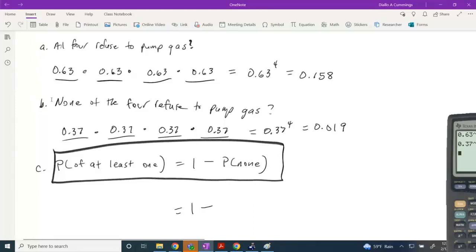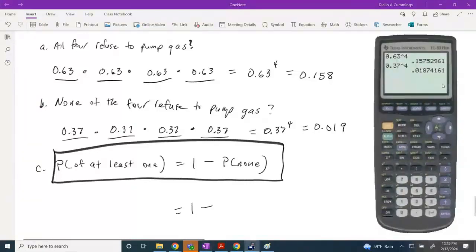That's going to be the percentage we got from part B, right? Because B says that none of the 4 refuse to pump their gas, which is 0.0187 or 0.019. So whenever you're asked to find the probability of at least one, the first thing you have to do is find the probability of none. So we found that in a previous calculation, which was 0.019.